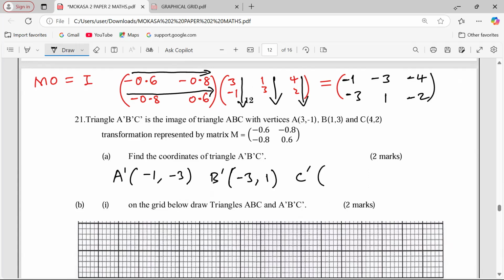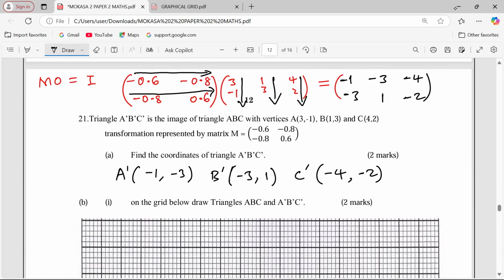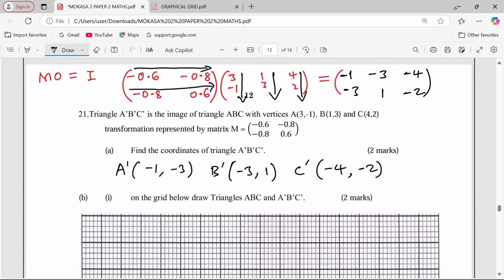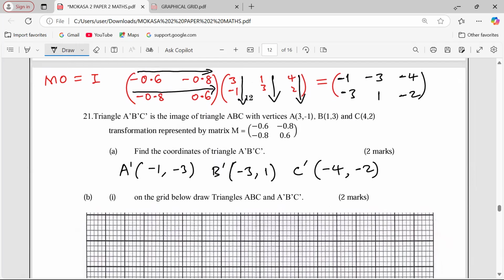Then C prime, we open brackets for -4, -2. -4, -2. Yeah, that way. And I hope for B, I've written it well. Yeah, I hope that one is well captured.